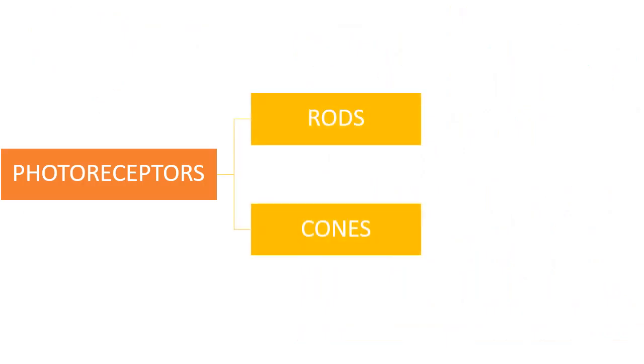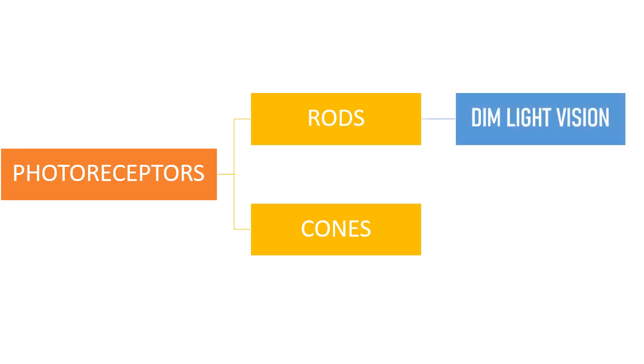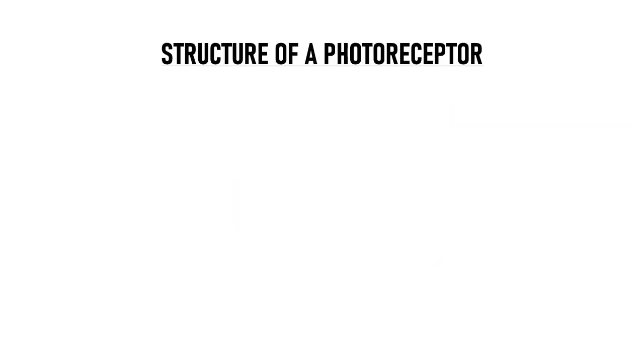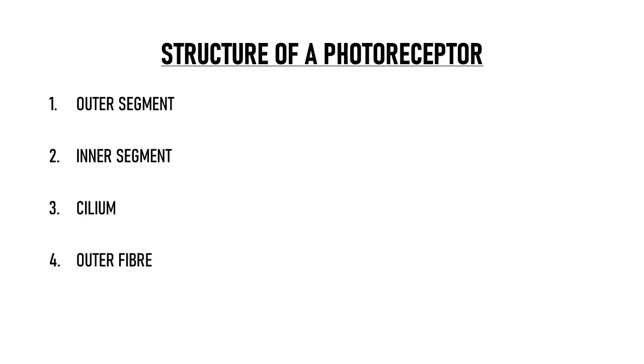As we all know, our eyes have two types of photoreceptors, rods and cones. Rods are responsible for dim light vision, while cones function in bright light and are also responsible for color vision. So the structure of a photoreceptor can be divided into 5 parts: an outer segment, an inner segment, a cilium, an outer fiber and an inner fiber.